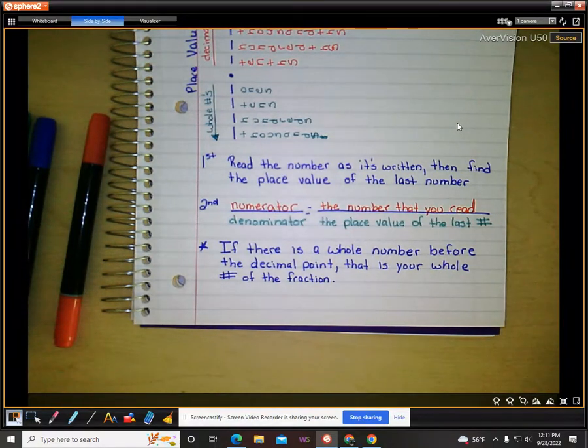I will say this many times. If you can read a decimal, you will always be able to write it as a fraction. So you have to know your place value. If you don't know your place value, you will not be able to read a decimal. Therefore, you'll have no clue what it is as a fraction. So we have to know our place value. Therefore, we can read decimals and we can easily write them as fractions.